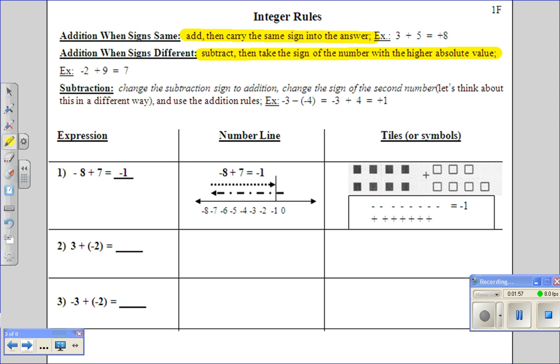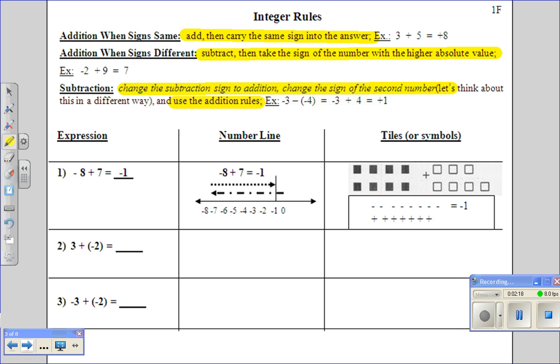Now, with subtraction, we don't subtract integers. We change it basically to an addition problem. And really there's one main situation that we look for. So again, what you're doing is you're changing the subtraction sign to addition, changing the sign of the second number, and then you're just using the addition rules.